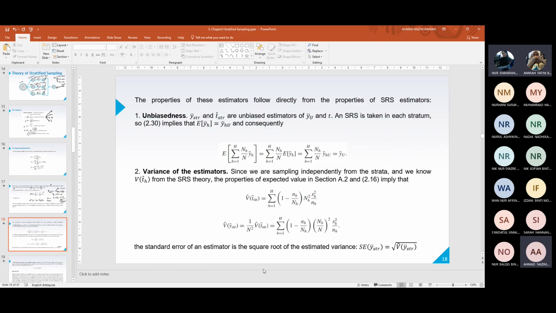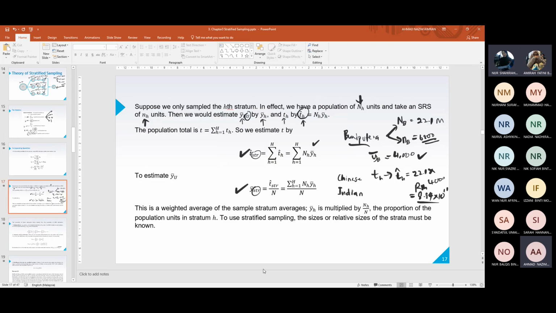Why is it in RM? Because our Y here is the RM. This is the mean salary of Bumiputra. You can also calculate the mean salary of Chinese and Indian, and then you can calculate the estimated population total.